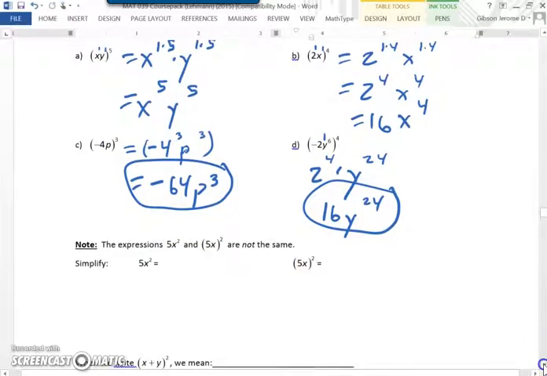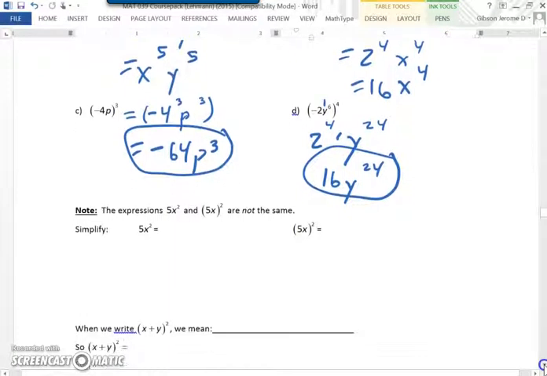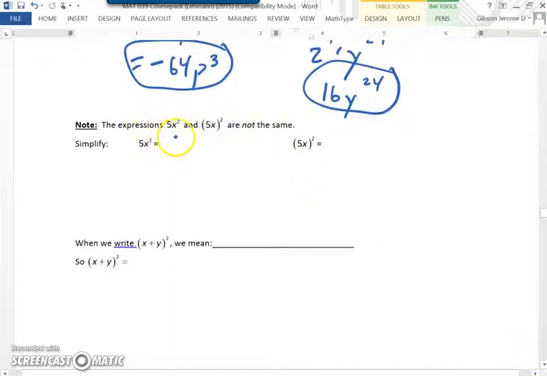Remember, when you take a power to a power, you multiply. Now it says the expressions 5x squared and (5x) squared are not the same, which we already did. But 5x squared is just 5x squared. (5x) squared would be 25x squared, because the 5 is also squared.